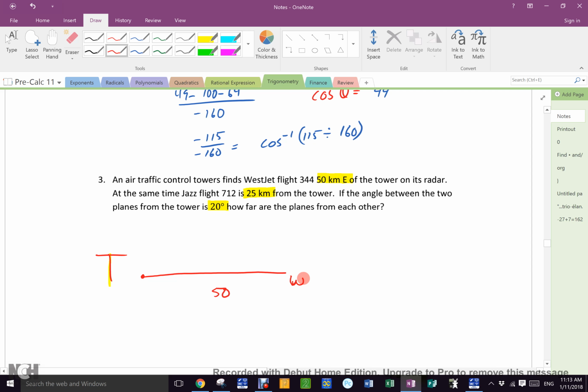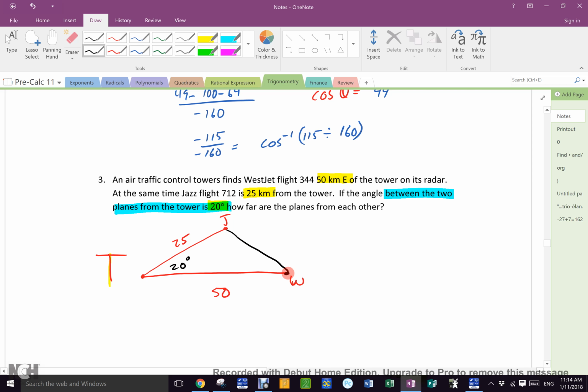Does it matter where we draw the other flight? No. So if I go draw that flight up there, here is where J is. How far away is he? 25. What do we know about the angle between the two planes? 20 degrees. There's my triangle.